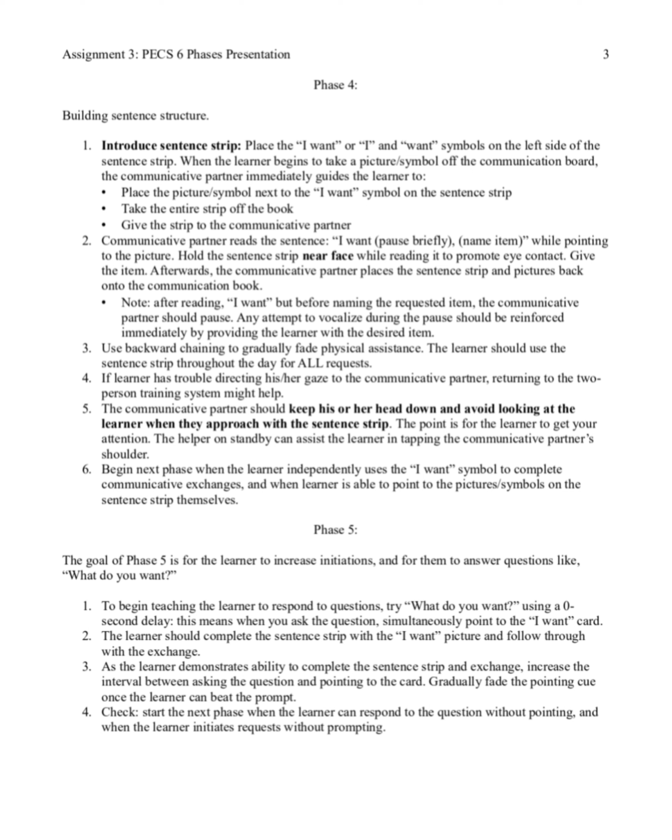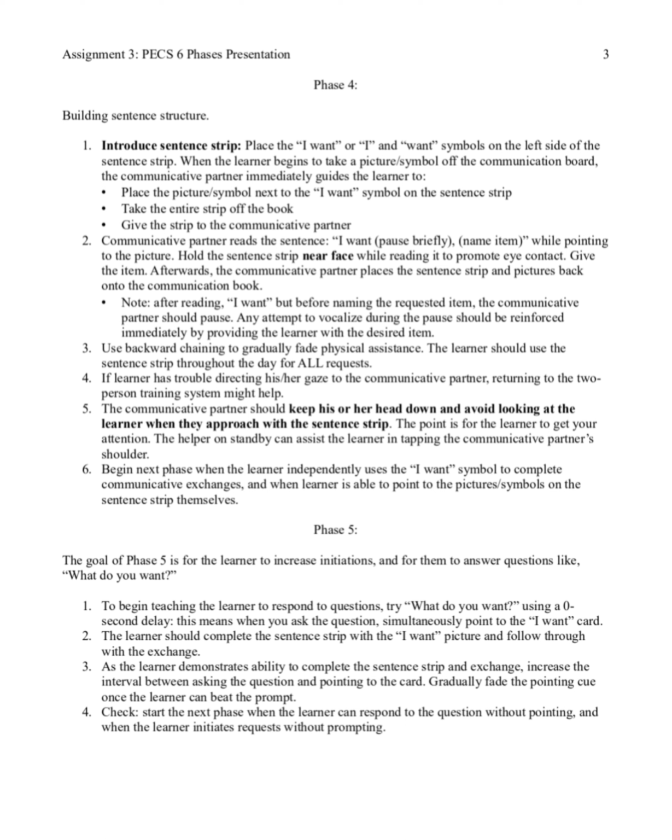Begin the next phase when the learner independently uses the I want symbol to complete communicative exchanges, and when the learner is able to point to the pictures and symbols on the sentence strip themselves. Phase 5. The goal of Phase 5 is for the learner to increase initiations and for them to answer questions like, "What do you want?"